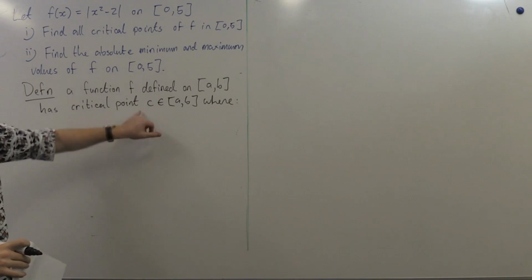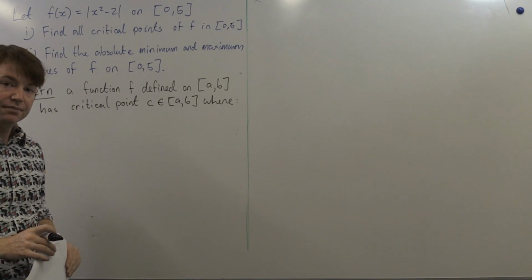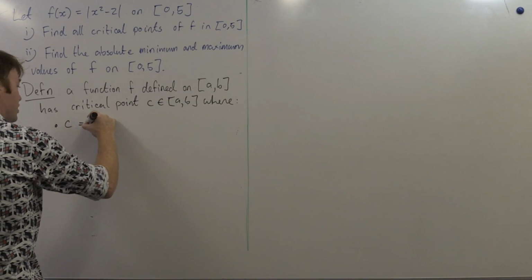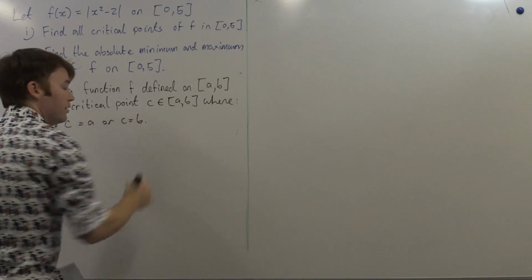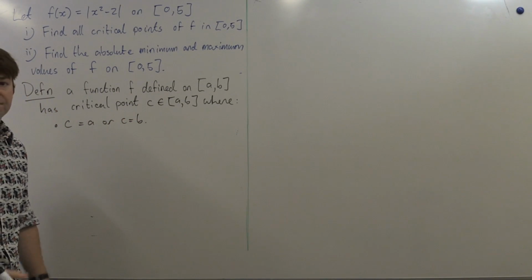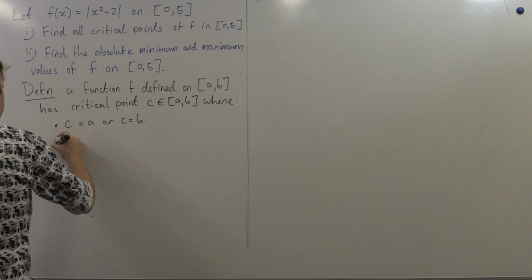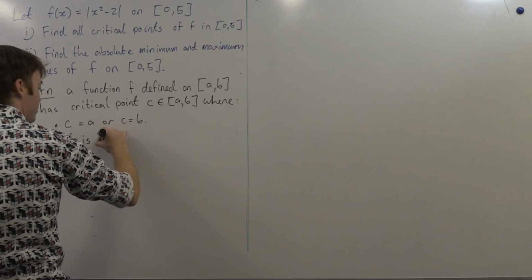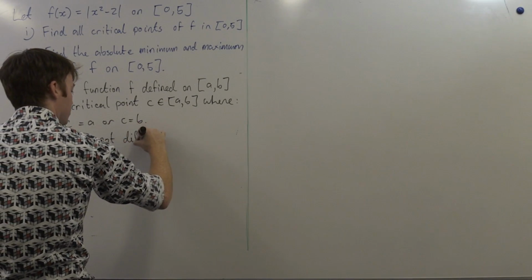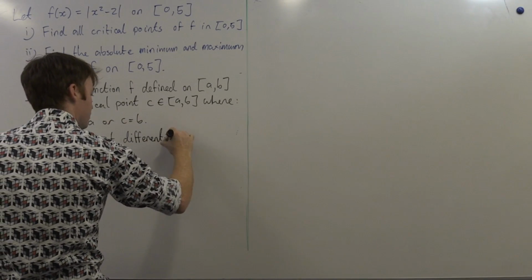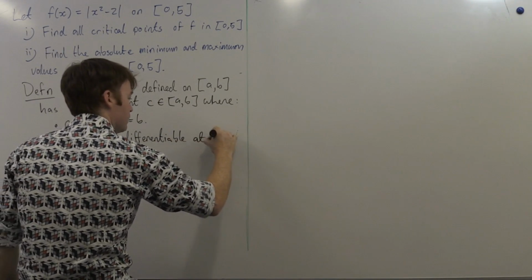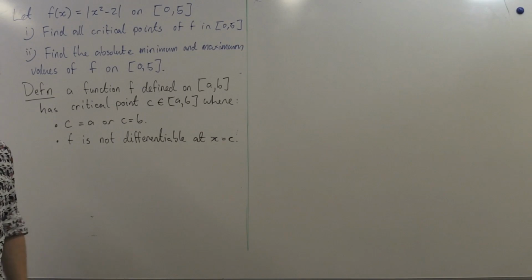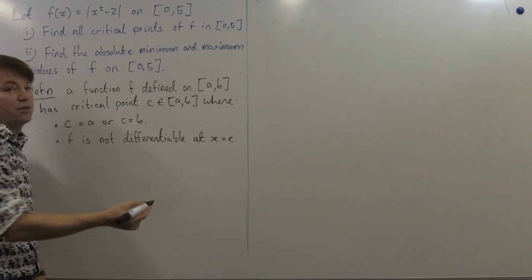So a critical point c is something in the closed interval [a, b], and critical points occur in three possible flavors, either c equals a or c equals b. The endpoints of your interval are all critical points. So there's two critical points straight up. The next one is either f is not differentiable at the point where x equals c, then that's a critical point too. So this also encapsulates points where the function is not continuous.